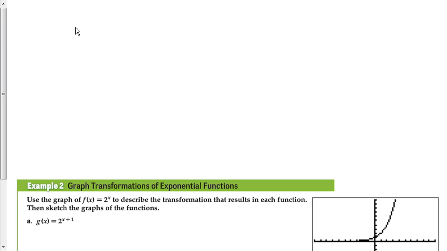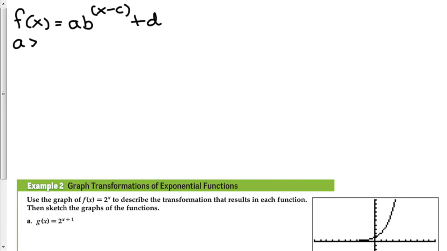Second, we also have transformations of exponentials. They follow kind of the same rules that we had for quadratic. So we have our general form, which is f of x equals a times b raised to the x minus c, plus d. Each one of these numbers does something special to our graph. Let's start with a.